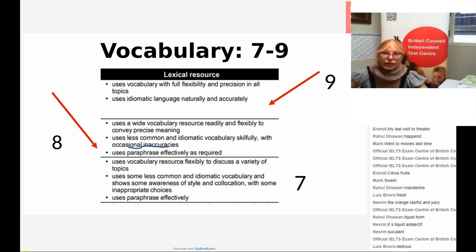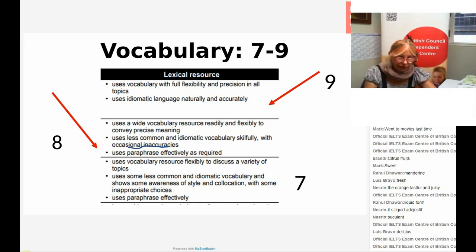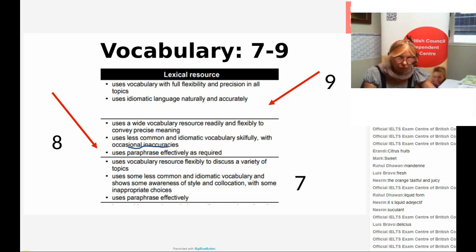Collocations are words that go together. We wouldn't say, for example, big disease to talk about around the world. We would say global disease. Oh, sorry, my spelling. Or worldwide disease. Okay, worldwide disease. That's a collocation. So it's just knowing which words go with which words. Okay, so that takes us to, so that's the 9, the 8, and the 7.